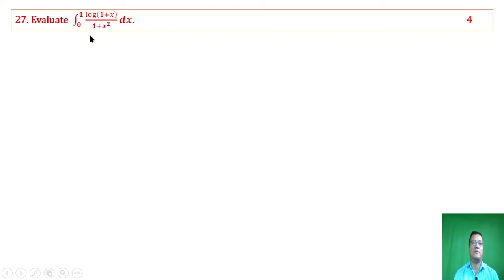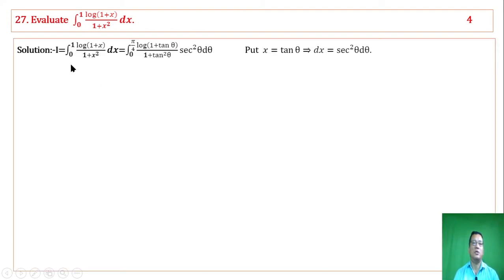27. Evaluate the definite integral. For this, we have to put x equal to tan theta, as we have seen 1 plus x square, so we put x equal to tan theta, whose derivative is dx equal to sec square theta d theta, and the limits also change. When x is 0, theta is 0. When x is 1, theta should be pi by 4, and 1 plus tan square theta is equal to sec square theta, so cancel this.